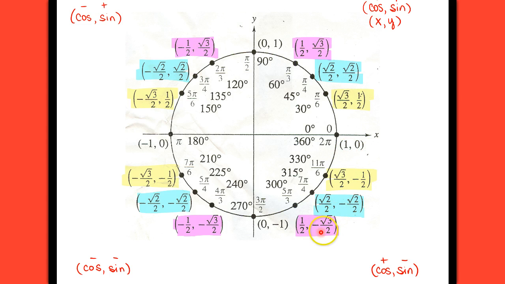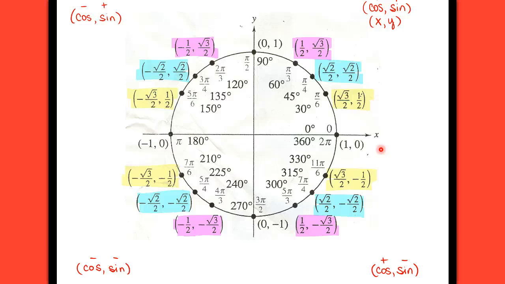Your y values or your sine values are all negative. So that'll tell you whether you're supposed to use positives or negatives. And so again, that takes us down to, if we just know those three ordered pairs, we'll have the whole circle.